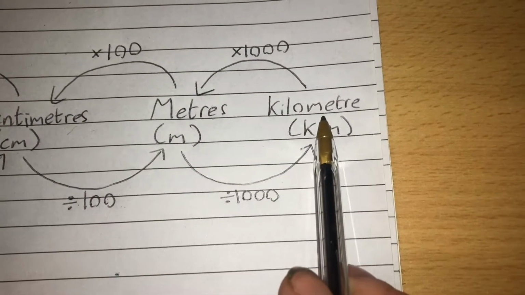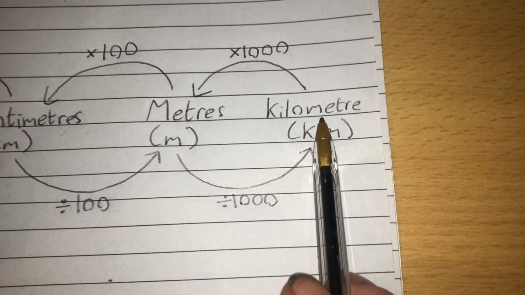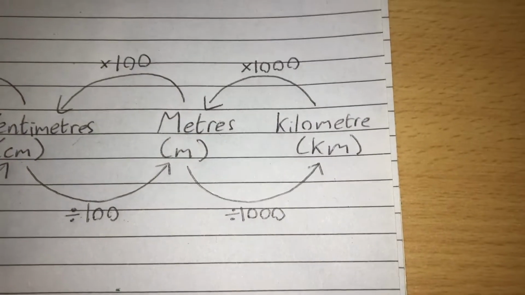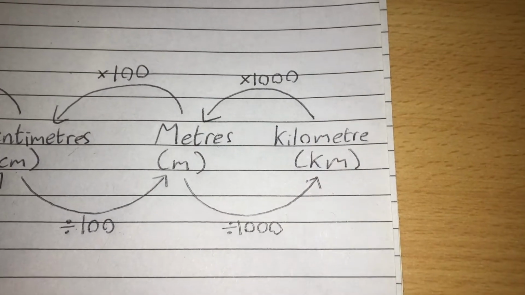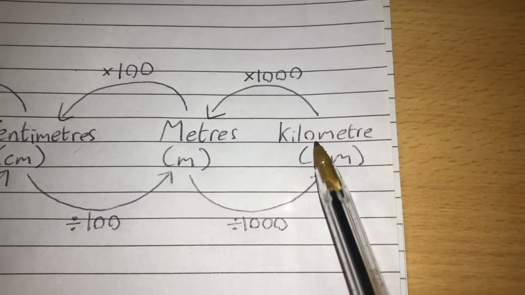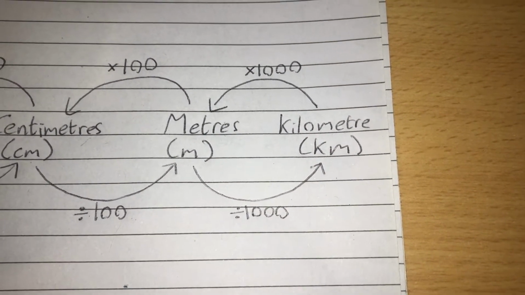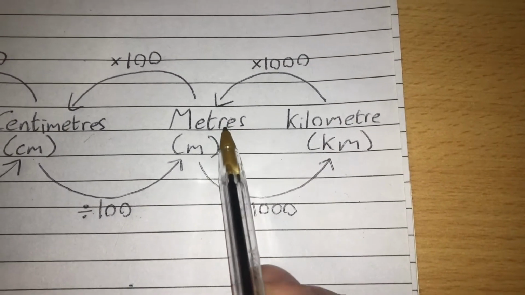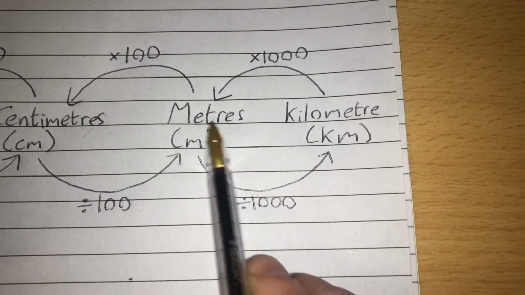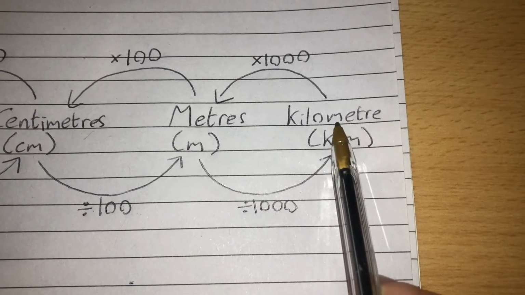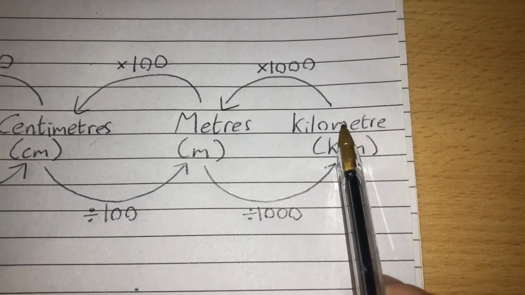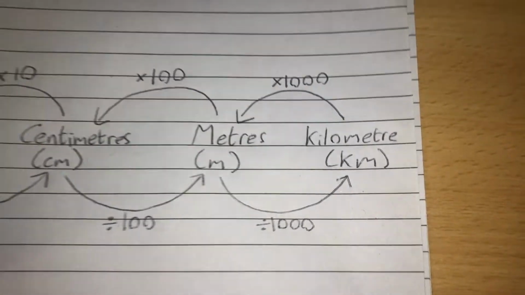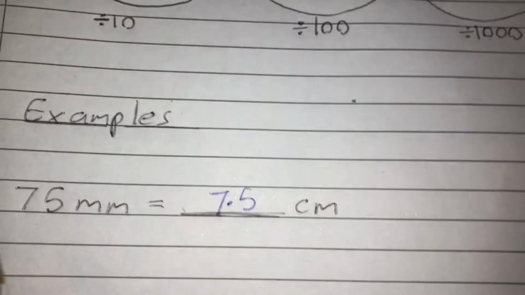The largest metric unit of length that we need to know about is a kilometer. So a kilometer is quite a large distance. You would see them on road signs. If you were going from point A to point B, it might tell you how many kilometers that is, and there's 1,000 meters within a kilometer. So if I'm changing meters to kilometers, I divide by 1,000, and if I'm going kilometers to meters, I multiply by 1,000. So just a few examples of changing between units.